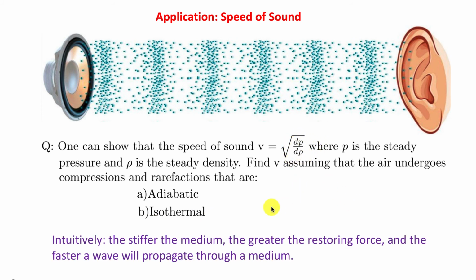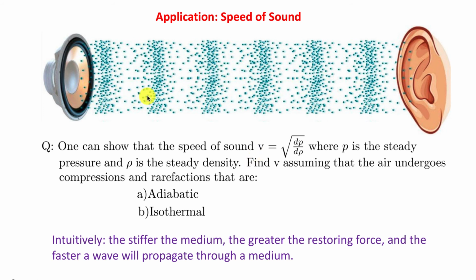I'm not going to derive this formula, but intuitively, the stiffer the medium is, the greater is the restoring force, and the faster a wave will propagate through a medium. So here we're looking at how the pressure changes when we change the density. If we change the density only a little bit, but the pressure changes a lot, then v is going to be greater. And in fact, you can see that in iron, for example, if you were to compress the iron, you'd make a small difference in the density of the iron, but you'd make a lot of difference in the pressure. And so the speed in iron would be greater than in air.